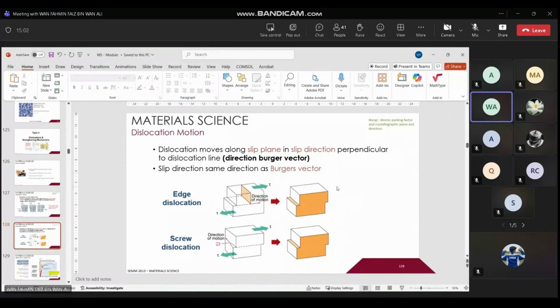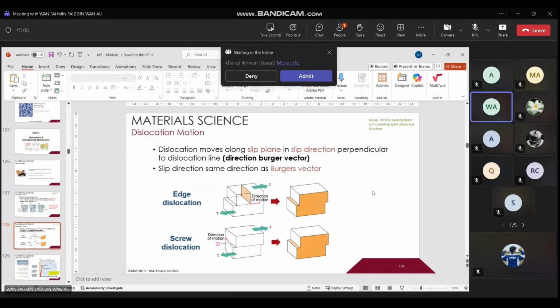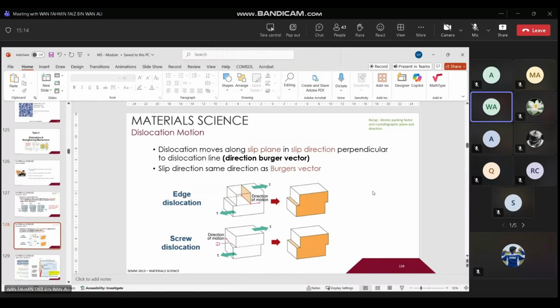Okay, alright. So ni just recap. So atomic packing factor and the slip itself, you belajar itu. For the slip to occur, they need to have a plane. They need to have a direction. So bila you ada plane, you ada directions, combinations of both, you're going to get a slip system. And slip system sebenarnya defines the ability of the material to be deformed ataupun how easy the atoms can move. So that's the idea.